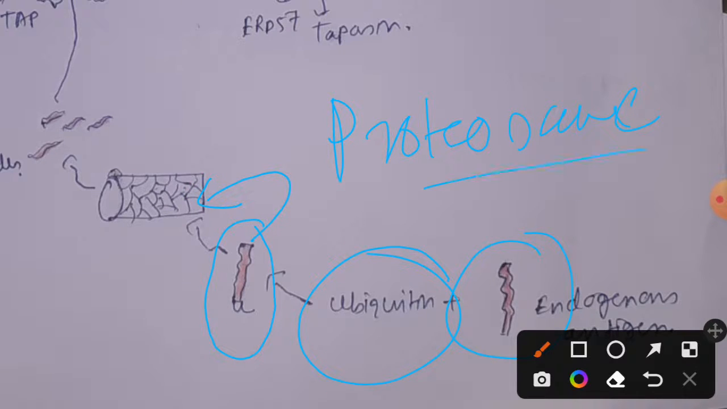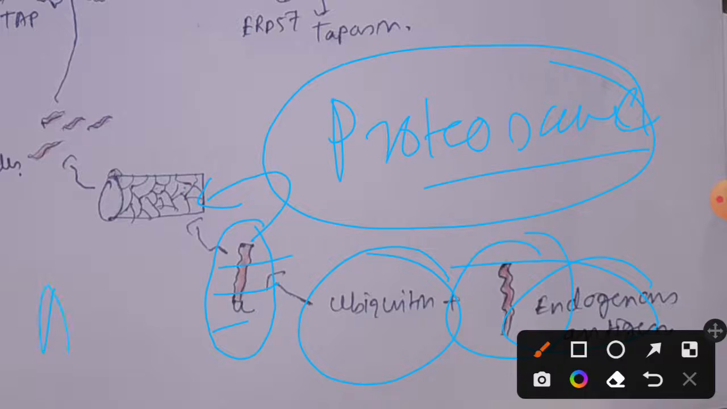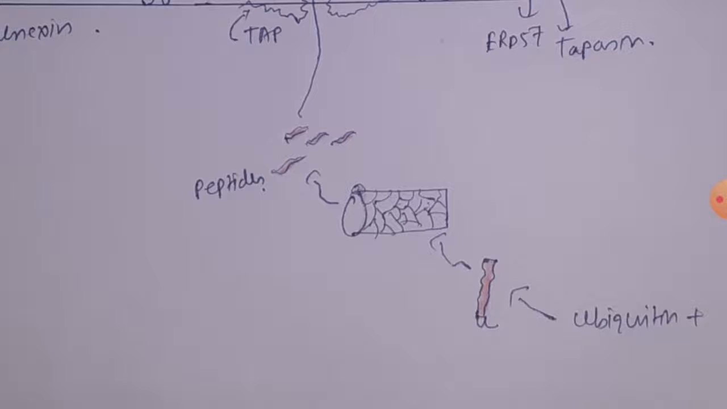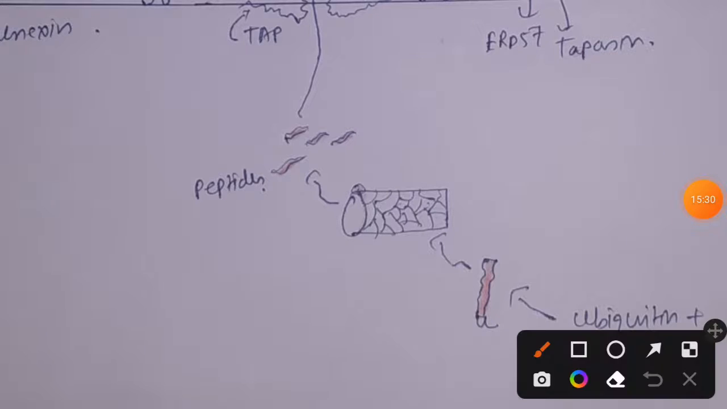Okay, now this proteasome will do proteolytic degradation. That means this proteasome is going to break the peptide bonds present in the endogenous antigen. Okay, and it is an ATP-dependent process, remember it. And as a result, the peptide becomes about 8 to 10 amino acids long.